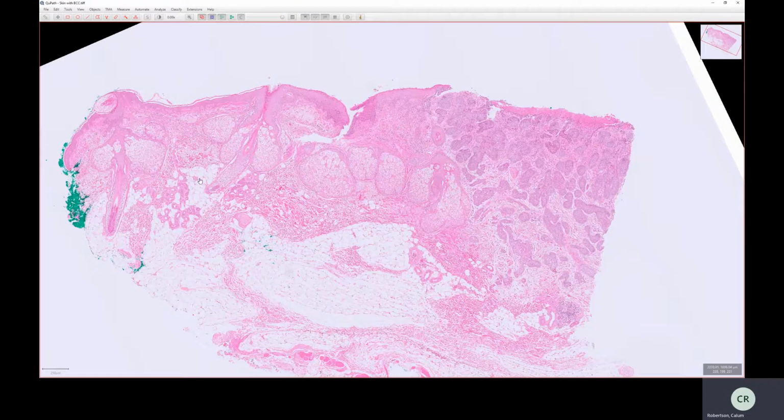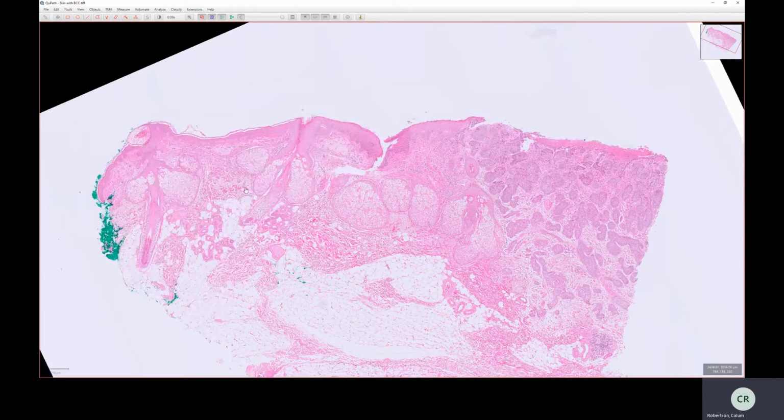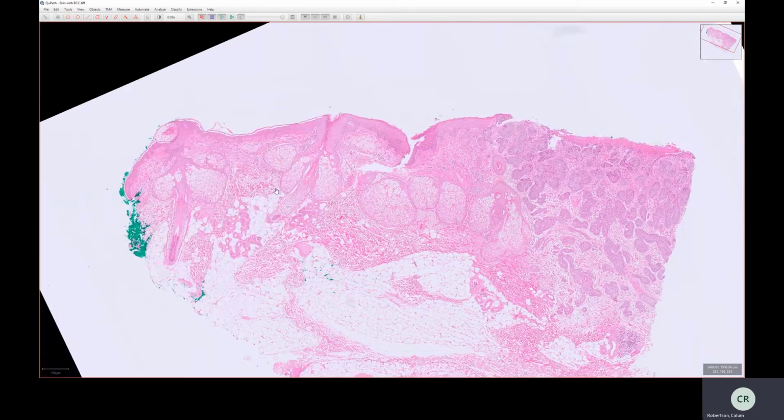So that's it. That's a quick run through of histology of the skin, with hopefully a bit of a practical focus, and hopefully that gives you some revision of the normal structures within the skin.